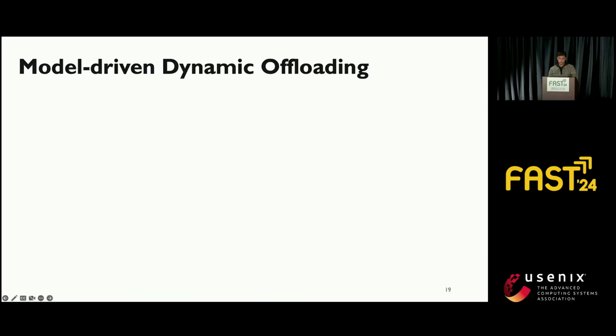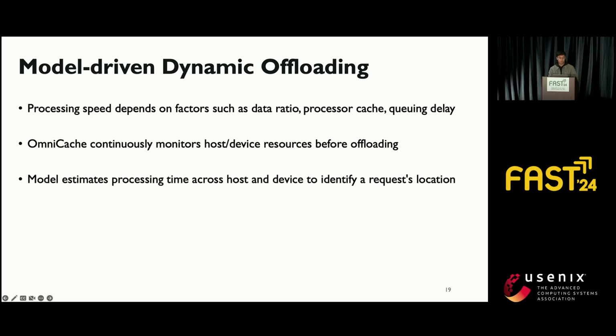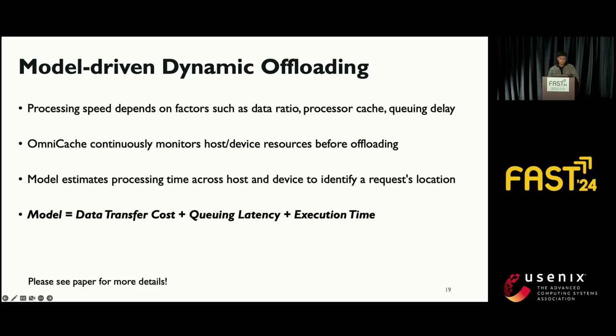Therefore, we propose a model-driven dynamic offloading solution. First, we found the processing speed depends on several factors, such as data ratio, processor cache, and I/O queuing delay. So OmniCache continuously monitors the host and device resources before offloading. Our model estimates the processing time across the host and device to identify the request location. The model is based on three parts: data transfer cost, queuing delay, and execution time. Please see the paper for more details regarding the model-driven offloading.